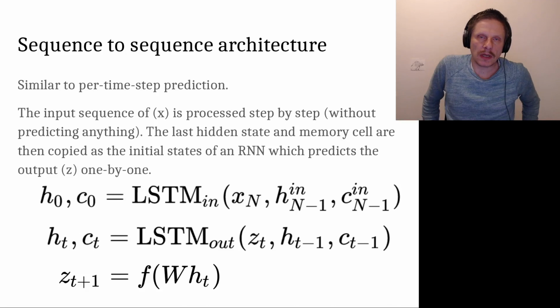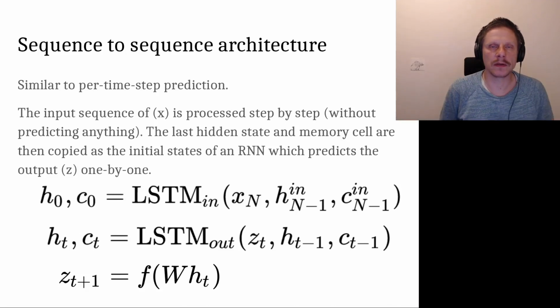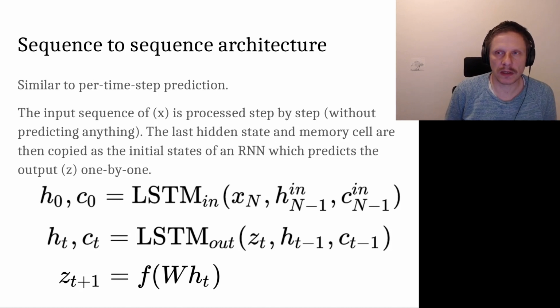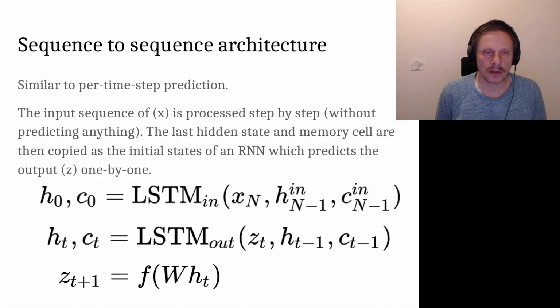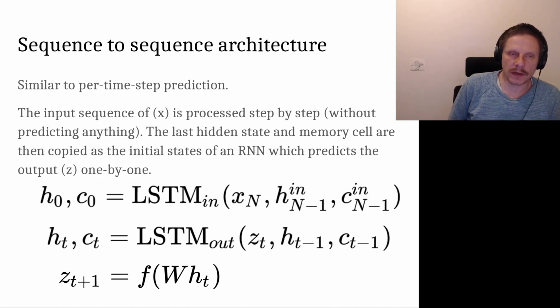So how do we do it? How do we do prediction in the sequence-to-sequence architecture? Well, I explained it with this figure in the previous slide, and here is just a notation. So we need some way of initializing our network, which is doing the prediction.